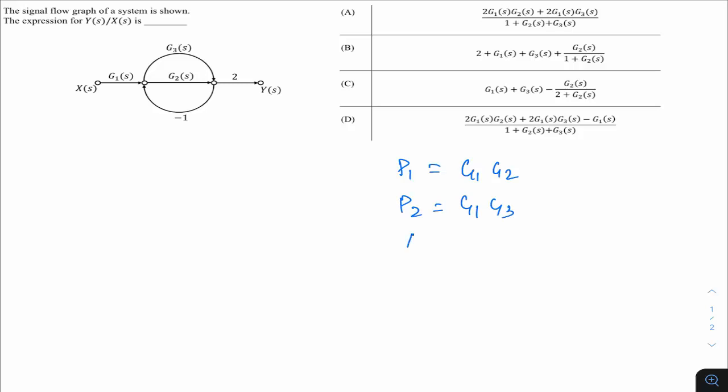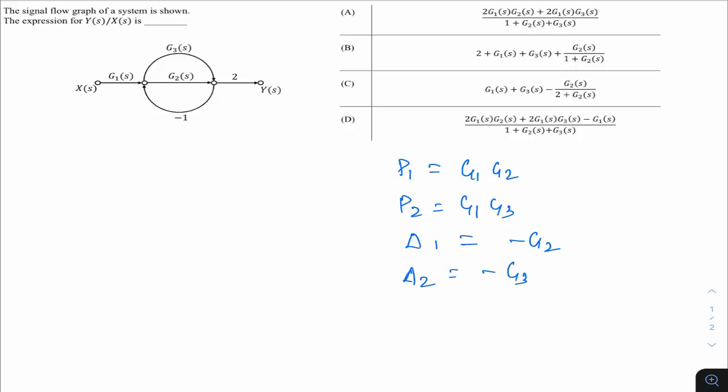How many loops are there? If I check the loops, this is one loop, right? So if I say this is delta 1, this loop gain is given by minus G2. Is there any other loop? Can this be a loop? No, because this arrow is this way. This is not a loop. Is this a loop? Yes, this is a loop. So if I say this loop gain is delta 2, this is basically minus G3, right?